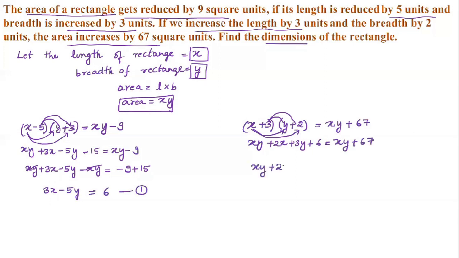Now take the variable terms to the left side. xy plus 2x plus 3y minus xy is equal to 67 minus 6. xy cancels. So 2x plus 3y is equal to 61. Solve this by elimination method. You have to find the values of x and y.